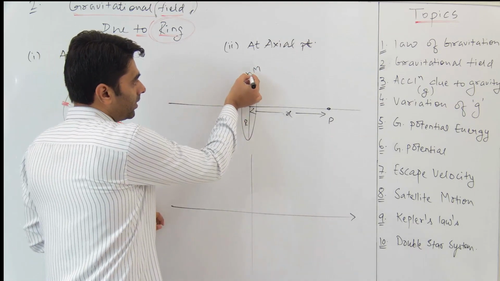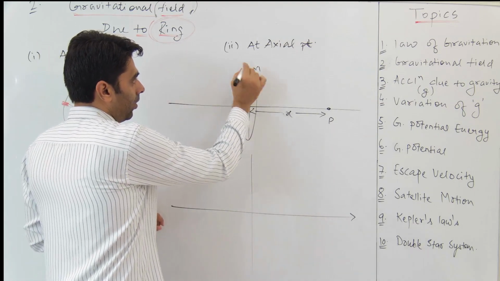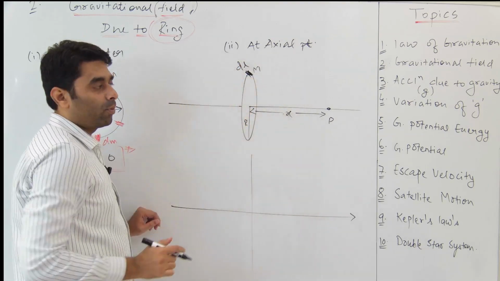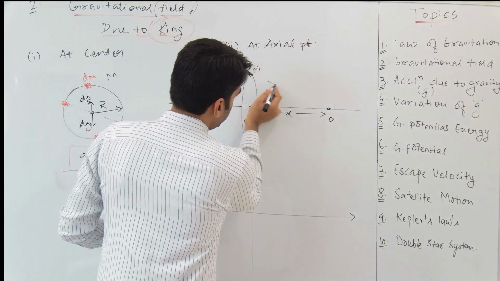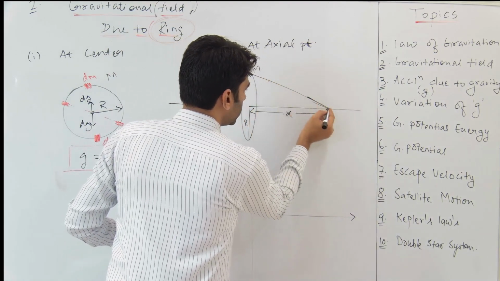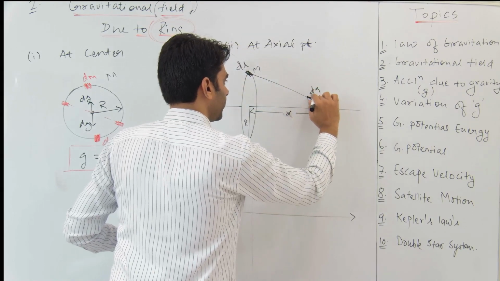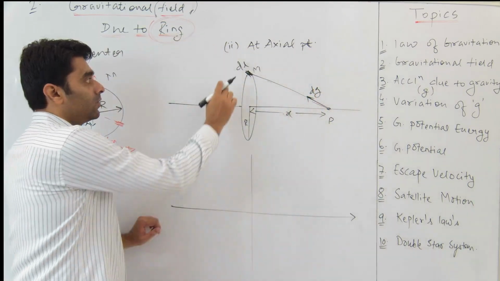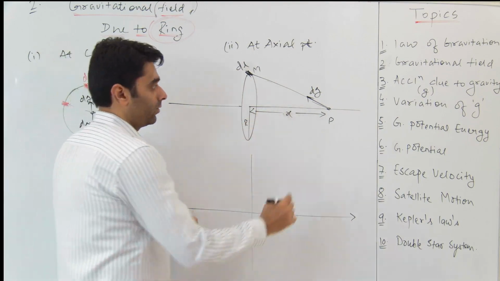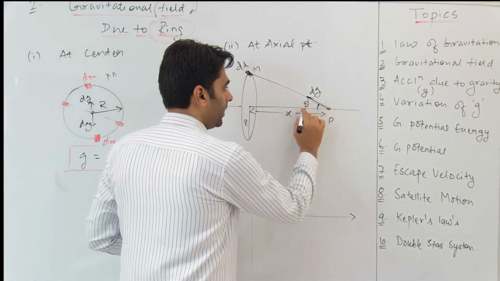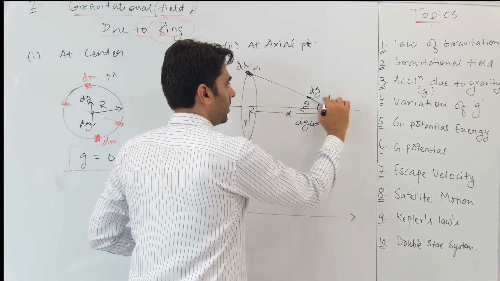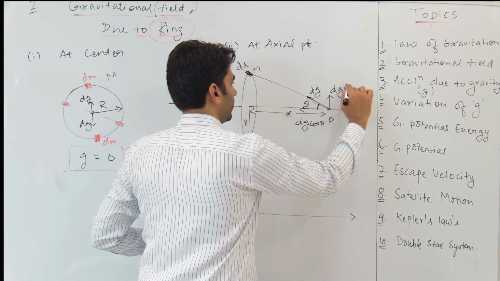Over here a small element of length dl is considered. Due to this small element, the gravitational field at point P, if I join this point P with this line over here, will be towards the mass. It will be dg, towards this small element of length dl. Now this dg will have two components. One component will be dg cos theta, and the vertical component will be dg sin theta.